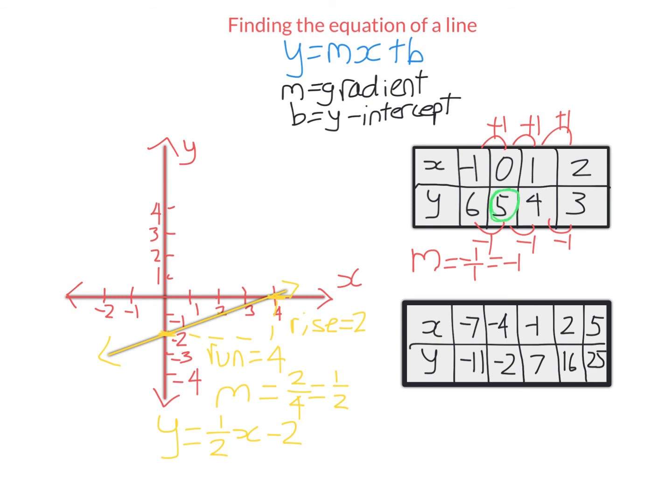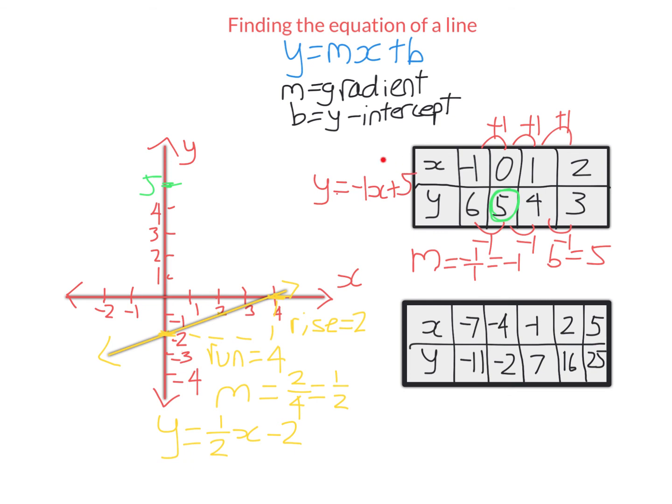If I were to plot these points, they'd lie in a straight line. The y-intercept would be 5. How did I know it was 5? Because that's the y value when x equals 0. So the point x equals 0, y equals 5 is here. If I were to graph this line, it would go through this point like that. So in this case, b is 5. So the equation is y equals gradient times x plus y-intercept.